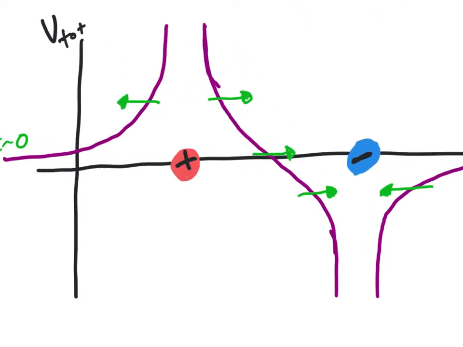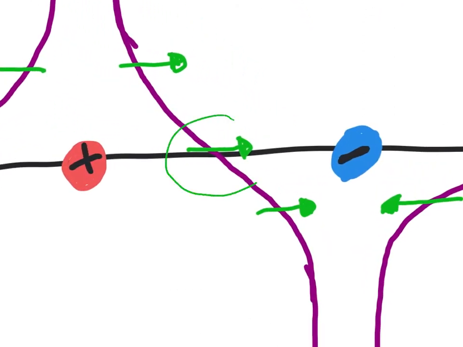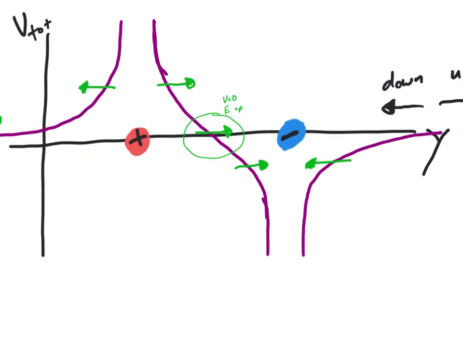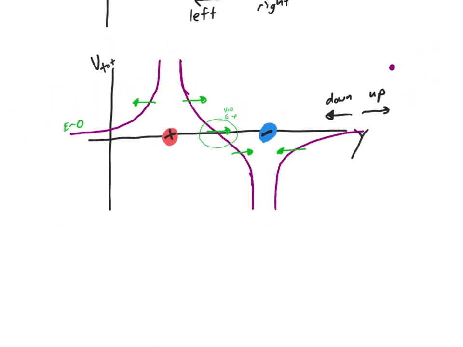But I want to focus in on this midpoint over here. At that location, the voltage is equal to zero. But the electric field is up. It's non-zero. Okay, because there is a slope there, and since there is a changing voltage, there's a different voltage from position to position, then we can say that there is going to be some electric field, because the electric field points, quote, downhill.